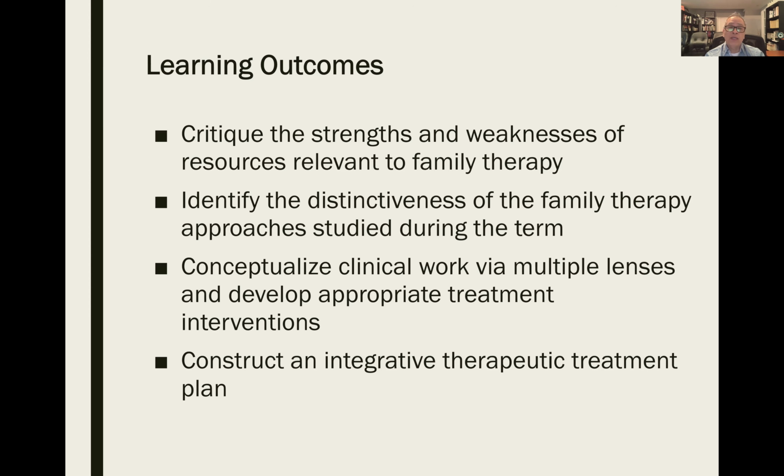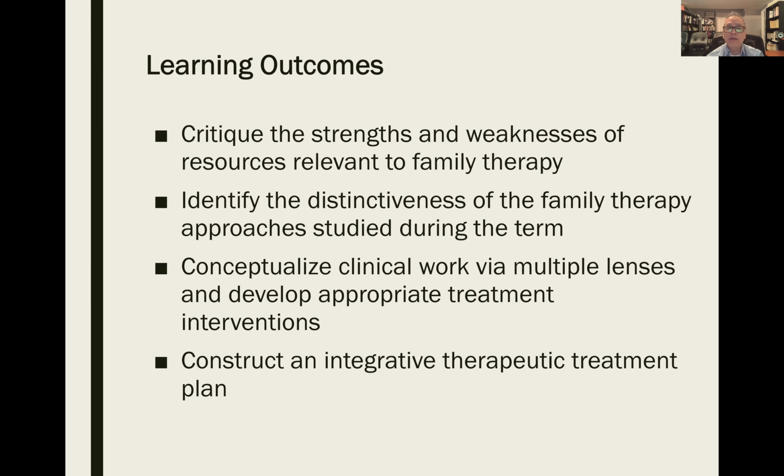Another learning outcome is that we'd like you to learn about the distinctiveness of the family therapy approaches we're studying during this term. You'll be looking at five models. Most of them are the classical models, but each model comes in at a different path of how to create change, how to help people, basically. Someone comes in with depression, for example. Each model will approach it differently, saying, this is how I'm going to bring about change for the client, right? So each model will teach you about how change is created. So we want to help you learn the distinctiveness of each of those approaches as well.